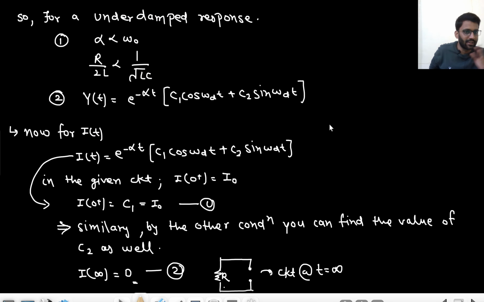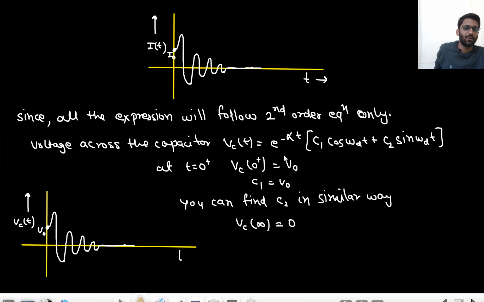This response also you don't need to mug up. You just need to remember that if I am having a complex response, how should my differential equation look like? So what should be the response of my differential equation? So this will be the response of my differential equation. From there you will find the values of constants C1 and C2, then you will put in the values. Then you can draw the graph.